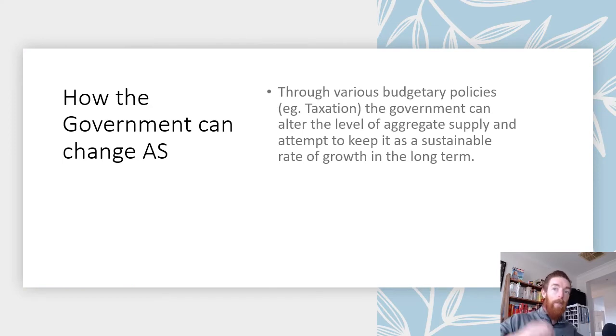So how the government can change aggregate supply. There's a whole lot of things. There's a whole topic related to it in Unit 4, Area of Study 2, Aggregate Supply Side Policies. Get hyped. But through the use of various budgetary policies, so things like taxation, subsidies, and incentives like research and development incentives, the government can alter the level of aggregate supply and attempt to keep it at a sustainable rate of growth in the long term.